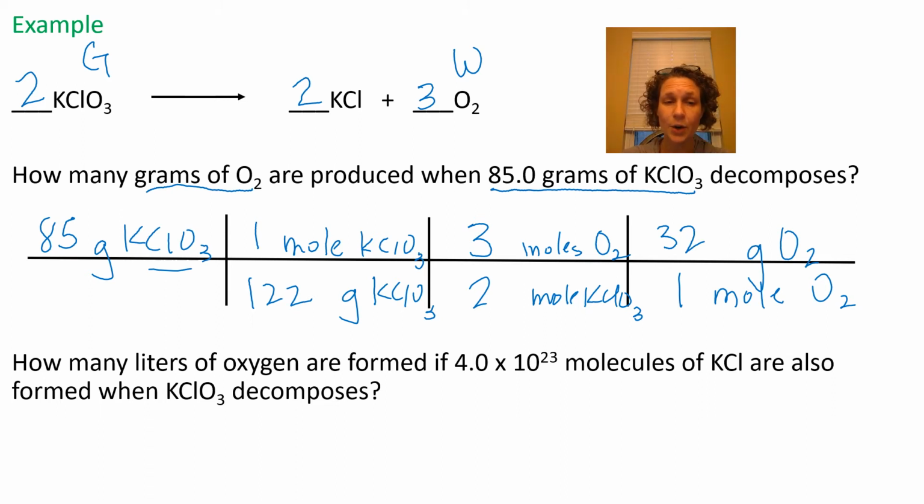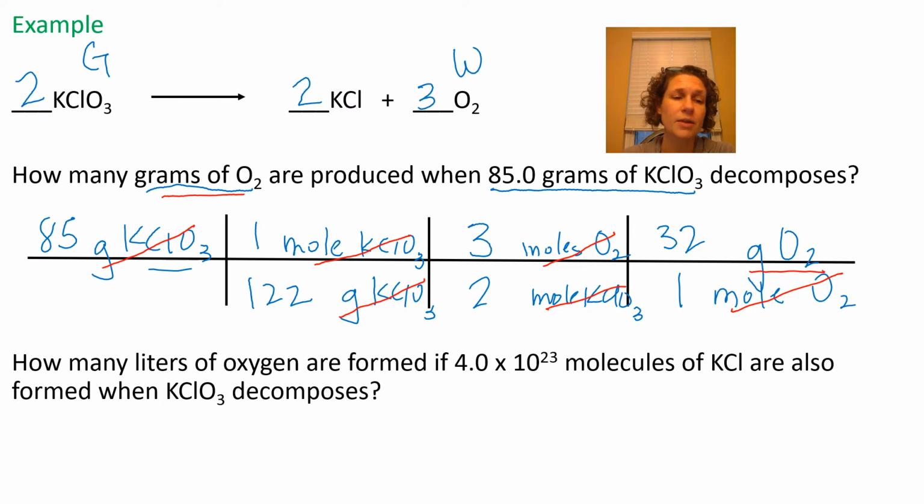And then I've got O2, and so that is going to be 32. Okay, so now, just looking back at it, notice that every unit is going to cancel out except the unit that I want. This gram KClO3 would cancel with that gram KClO3. This mole KClO3 cancels with that mole. This mole O2 cancels with this mole O2. So all I am left with is grams of O2 because that is what I'm asked for.